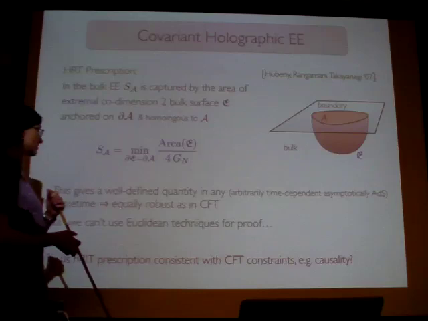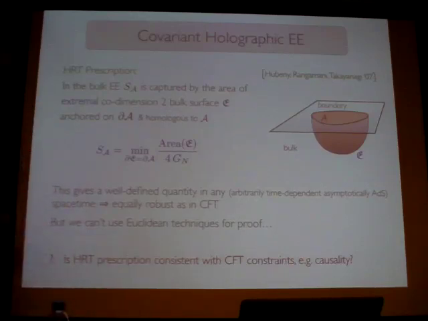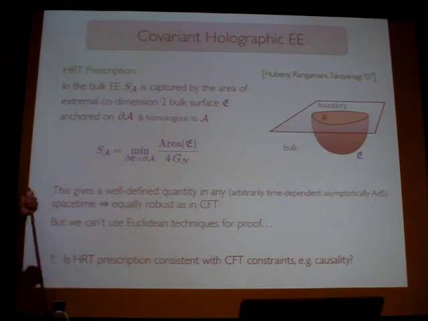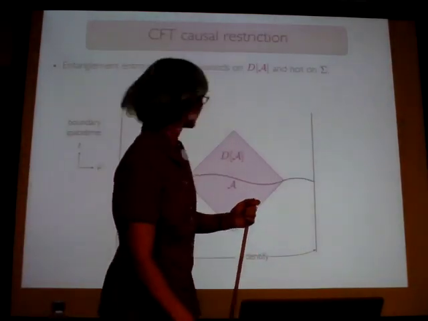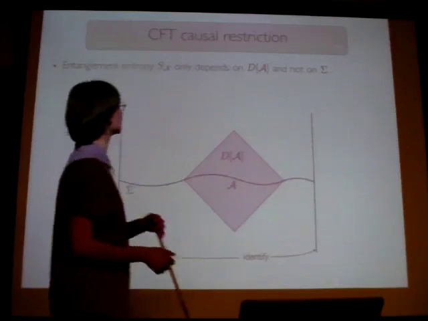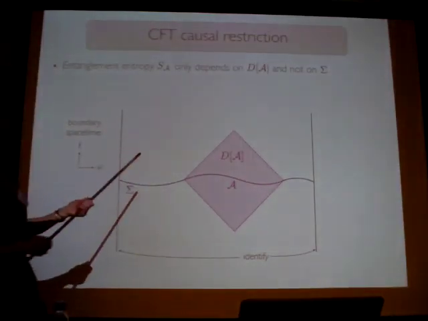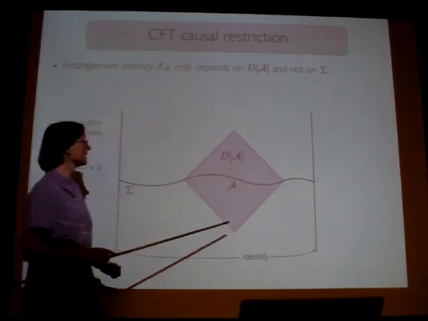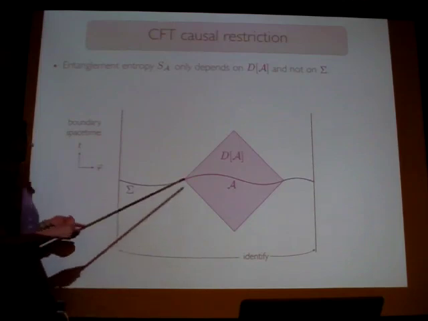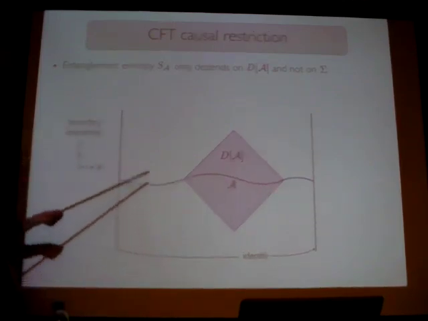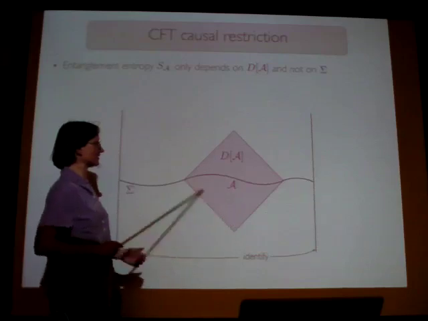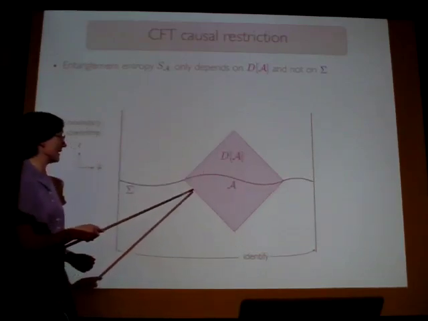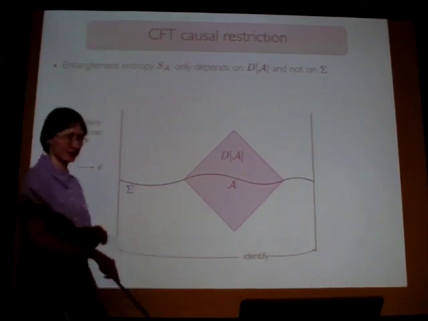So one natural question, since we have introduced time dependence, is whether this prescription is still consistent with field theory causality. And the answer is yes. But what do you expect from CFT causality? Well, this is just a boundary space-time, you single out some region, and you can ask, what does the entanglement entropy of that region depend on? The answer is, it depends on the full domain of dependence of this region.